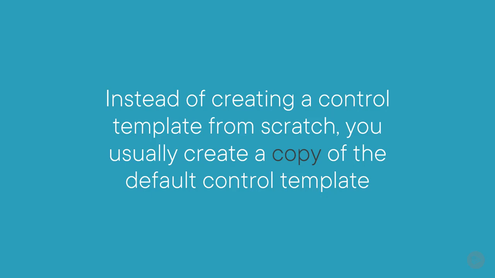This means instead of creating a control template from scratch like we did it in this clip for the button, you can also create a copy of that default template and then you adjust that copy to your needs. This is actually the usual use case. In the next clip, you will learn how to create a control template for the checkbox. I will show you how to use Visual Studio to create a copy of the default control template.